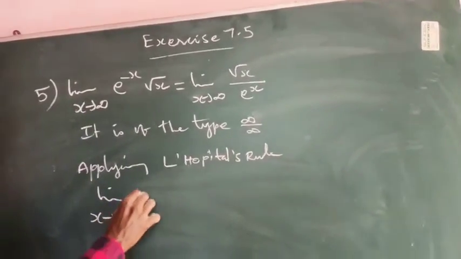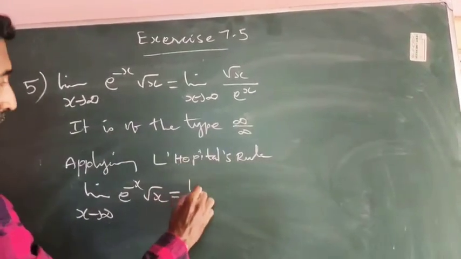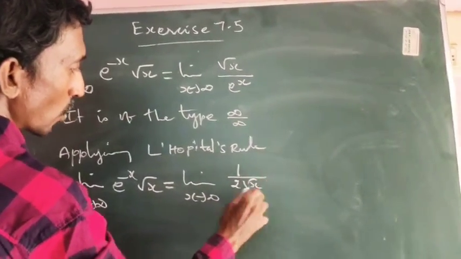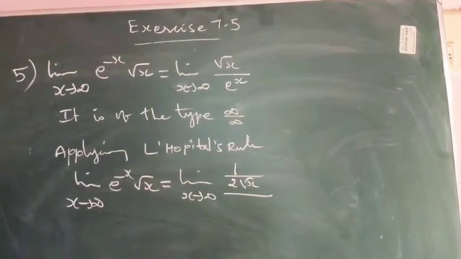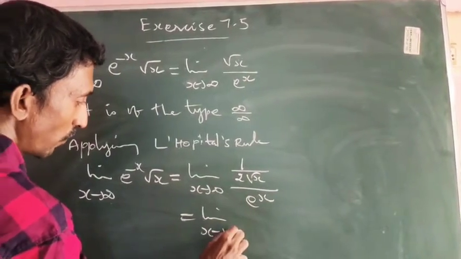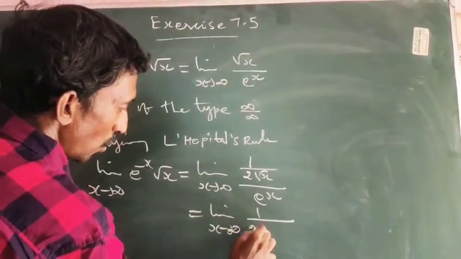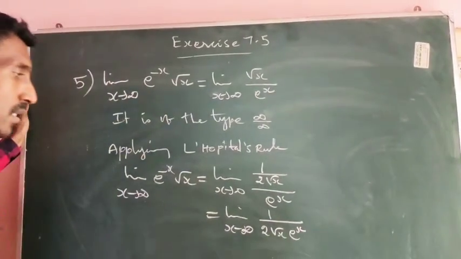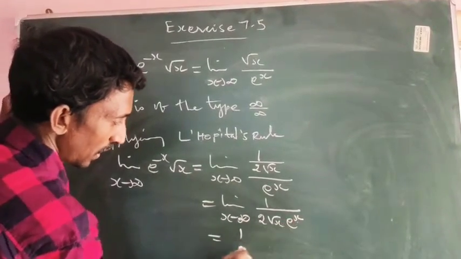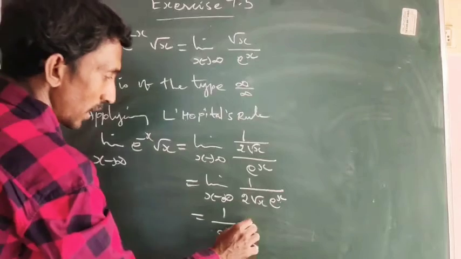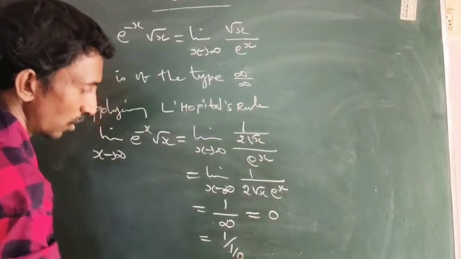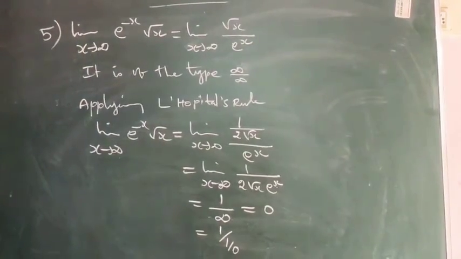So limit x tends to infinity, e power minus x into root x can be written as limit x tends to infinity, root x differentiation is 1 by 2 root x. Remember, 1 by 2 into root x. And e power x is again e power x. So it can be written as limit x tends to infinity 1 by 2 root x into e power x. Very clear? Now put infinity. So 1 by infinity into infinity. 1 by infinity is 0. So it can be written as 0, and the value is 0.